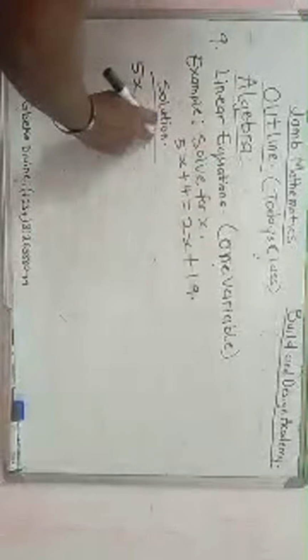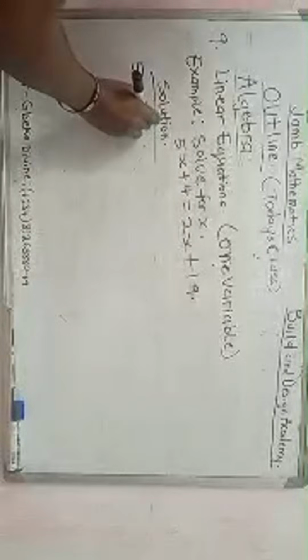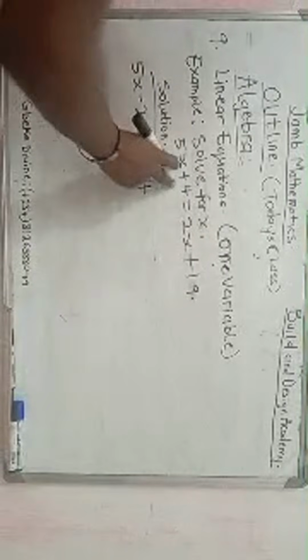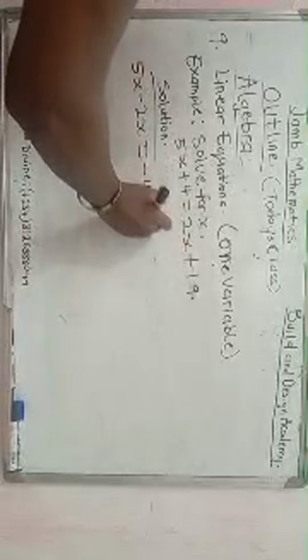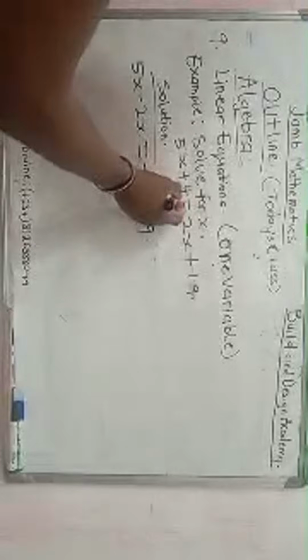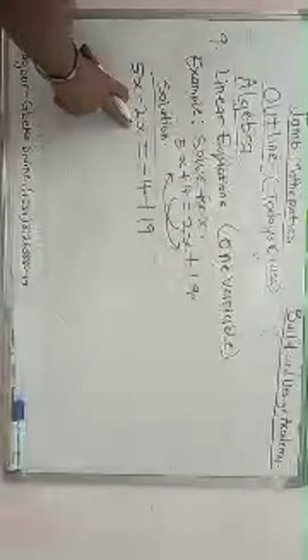Bringing 2x to this other side, 2x is positive. If you take it to this side, it turns negative. So it will be minus 2x equals, we're taking this 4 to this other side, it will now become negative 4 plus 19. Hope you understood what we did here. We took this one here, and we took this one here. That's how we got this. And as you're taking them, the sign is changing.